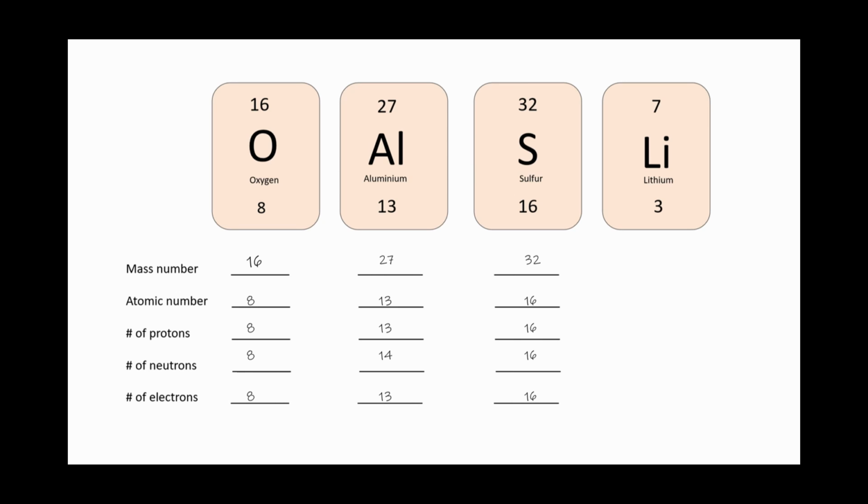Next, we have sulfur. Again, the mass number is the bigger number, so 32. The atomic number is the smaller number, so that's 16. The number of protons is equal to the atomic number, so that's also 16. The number of neutrons is equal to the mass number minus the atomic number, which is 16. And the number of electrons is equal to the number of protons, so that's 16 as well.